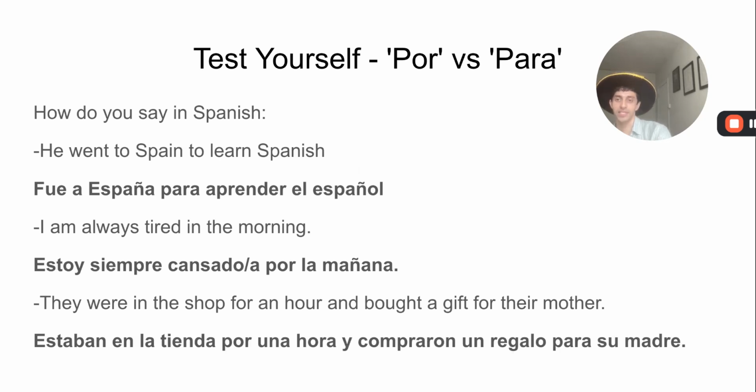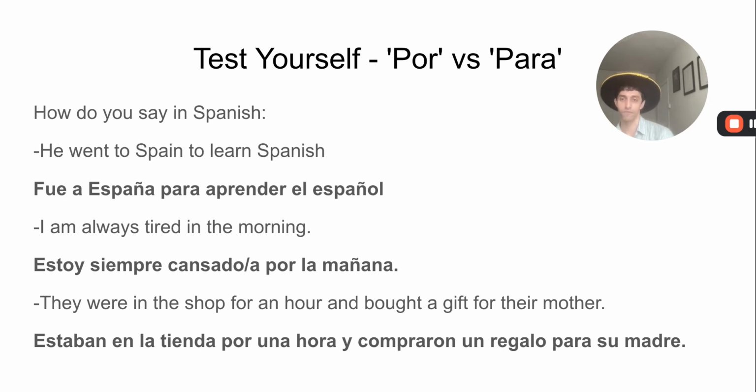So, estaban en la tienda por una hora y compraron un regalo para su madre. The more important thing here, of course, is the uses of por and para. Obviously, we've got both of them here. One of these instances of the word or preposition for in English would translate as por. The other one would translate as para.